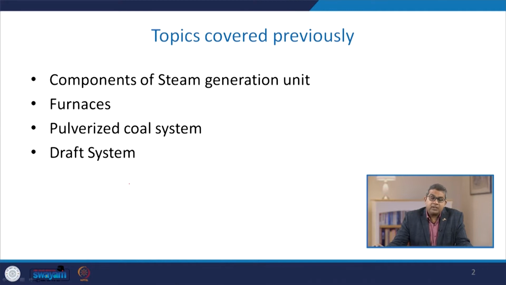We discussed the various components of steam generation units, in which, if you recall, we discussed the fuel preparation segments, the environmental aspect, especially with the stack and other things, and then steam generation and power output, etc. We discussed the various aspects of furnaces, pulverized coal system, and a draft system.